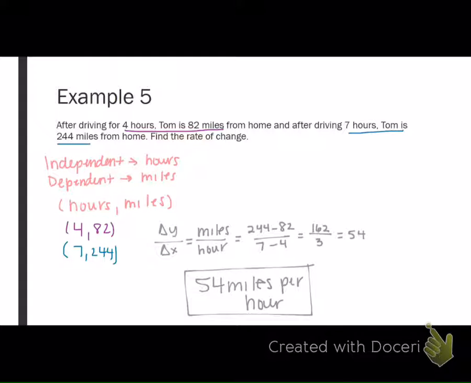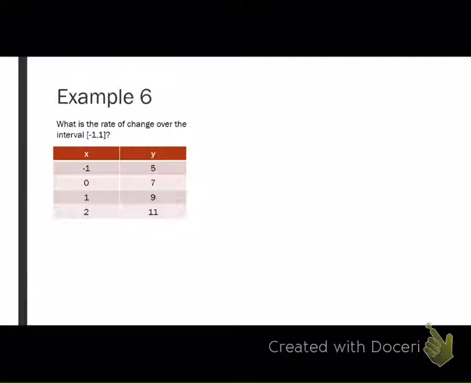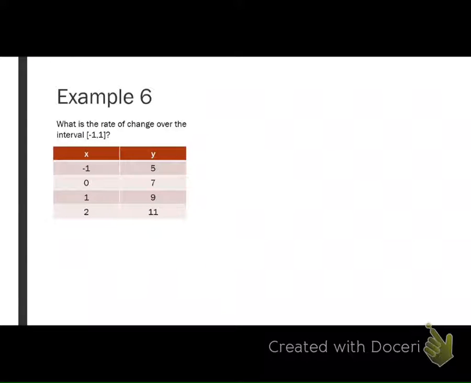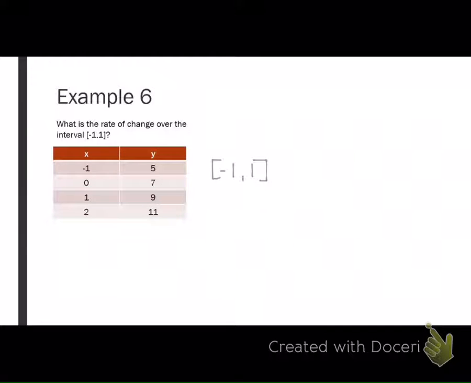All right, one more example, then I'll get you guys your homework to work on. So it says, what is the rate of change over the interval -1, 1? When it gives you the interval -1, 1, is that an ordered pair? No, that's telling you to make two ordered pairs, like on your homework. So your ordered pairs are going to start with 1 and -1 here.